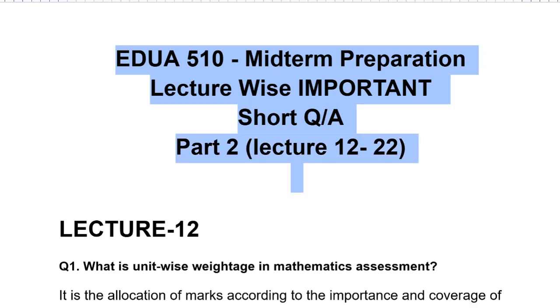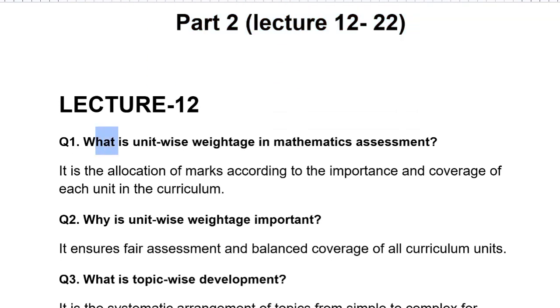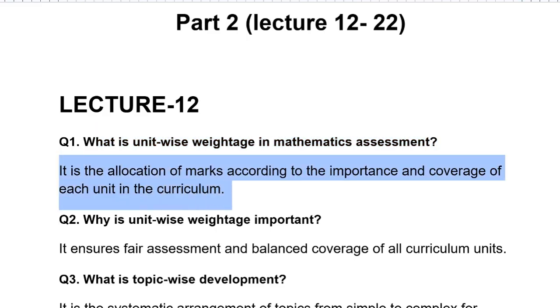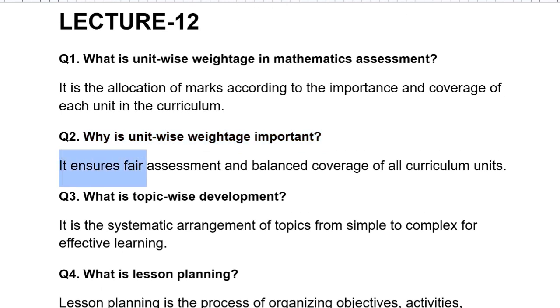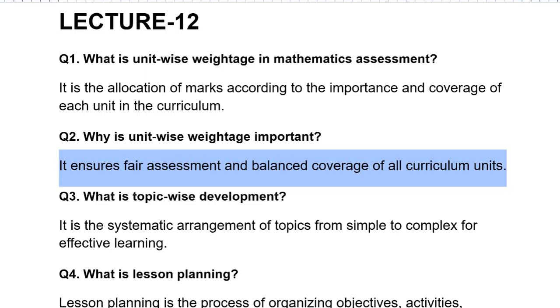Lecture number 12 to lecture 22 we will cover. So let's start. What is unit-wise weightage in mathematics assessment? It is the allocation of marks according to the importance and coverage of each unit in the curriculum. Why is unit-wise weightage important? It ensures fair assessment and balanced coverage of all curriculum units.